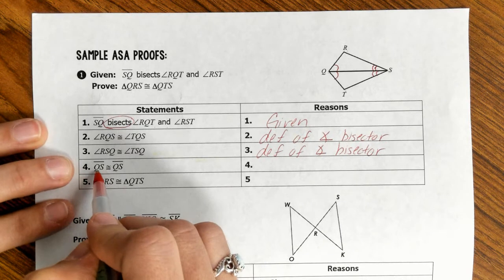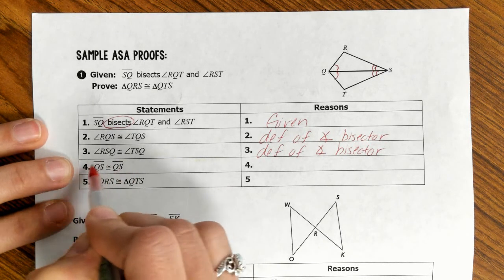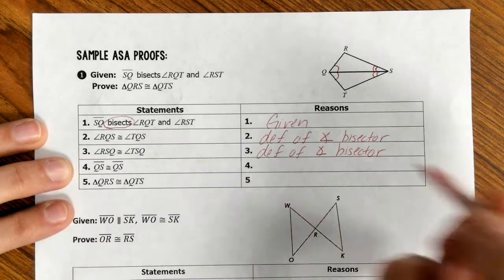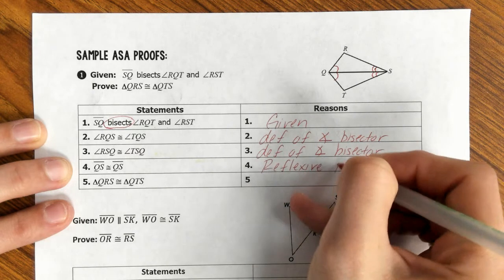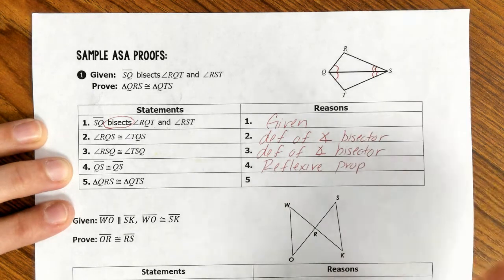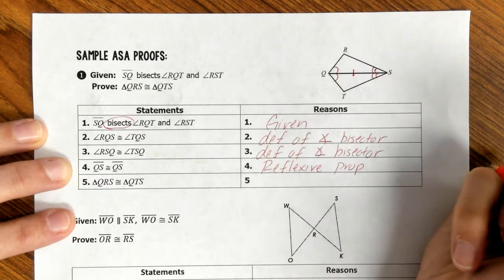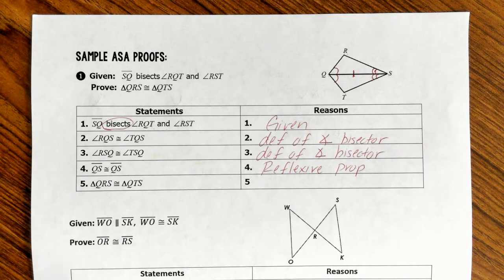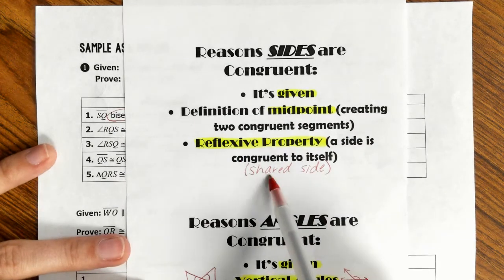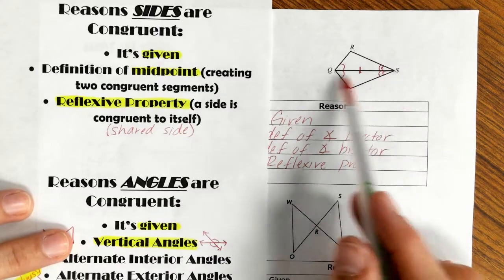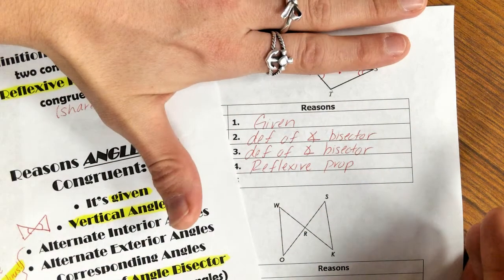Statement number 4 says that segment QS is congruent to segment QS. We should be getting used to seeing this. Same thing on both sides. We have our reflexive property. And then we go up here and we mark that that's congruent, your shared side. Again, that's where we talked about shared side. We came over here and said, why? What are reasons? Reflexive property, shared side. The two triangles share that side. They're connected. You have a triangle here, and you have a triangle here.